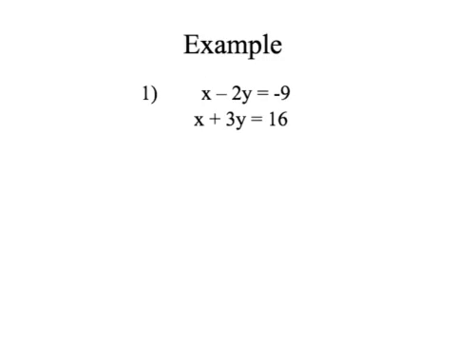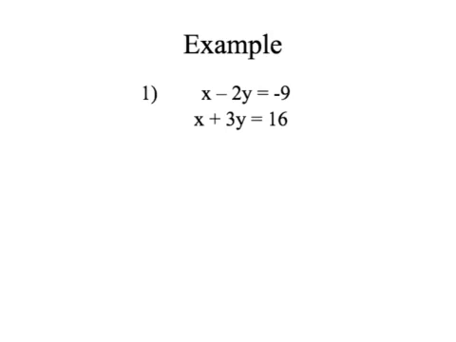For example, we have x minus 2y equals negative 9, x plus 3y equals 16. Now if I added these two equations together, nothing would cancel out. If I did x plus x, I would get 2x. If I did negative 2y plus 3y, I would get positive 1y. So I need to multiply one of the equations to get opposites.